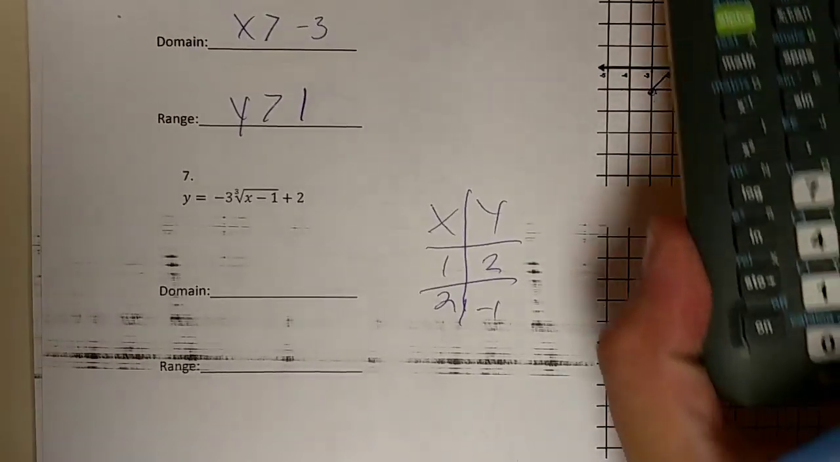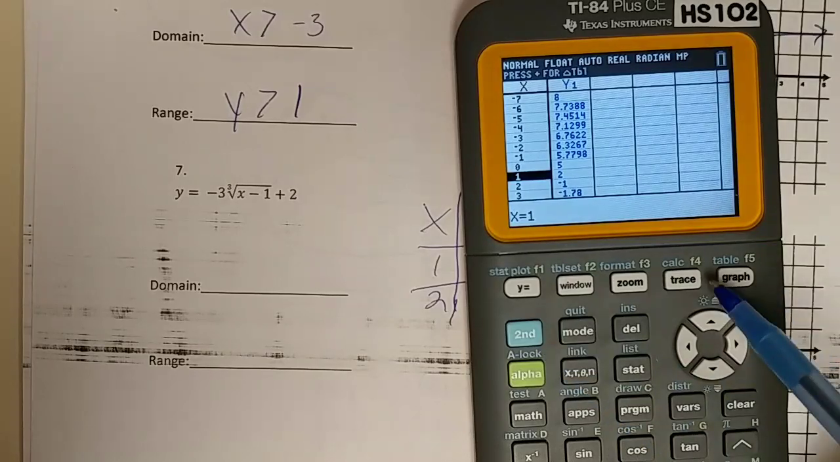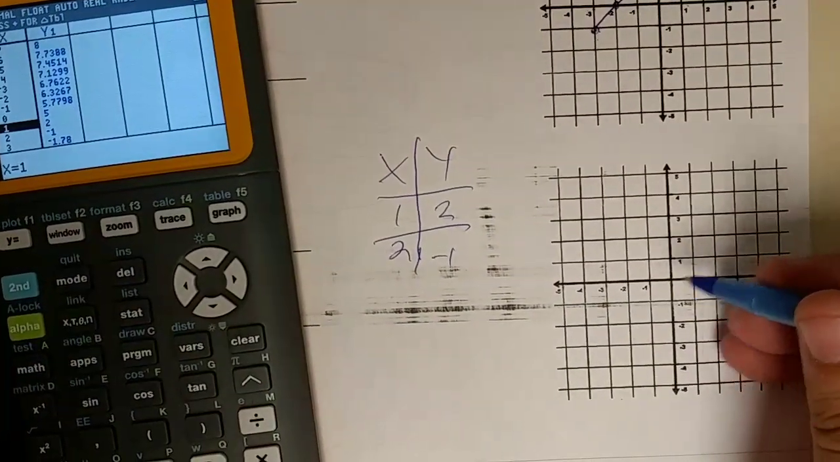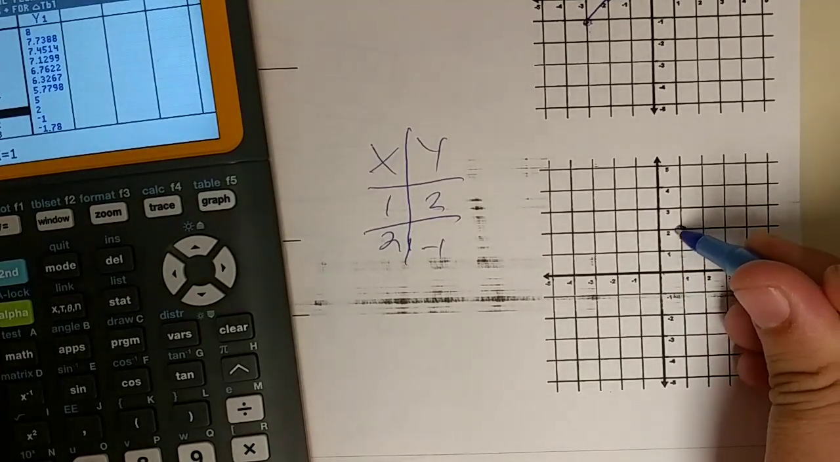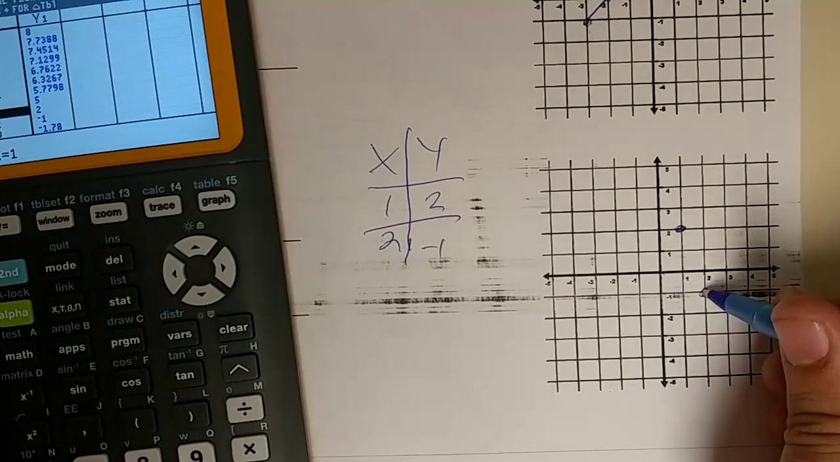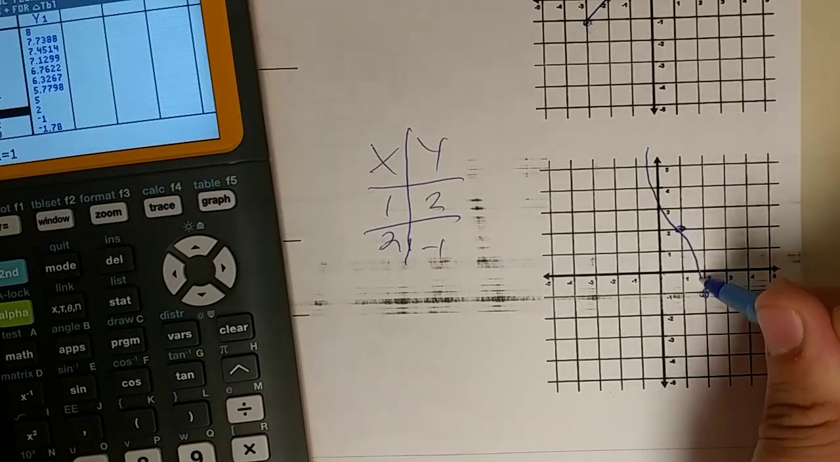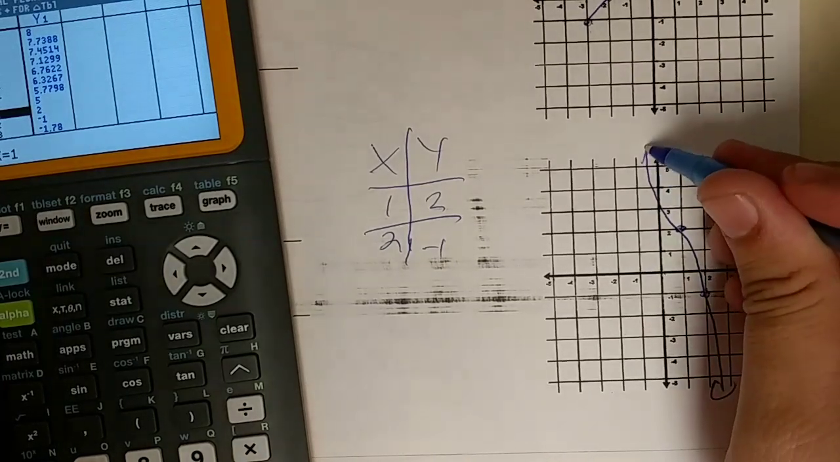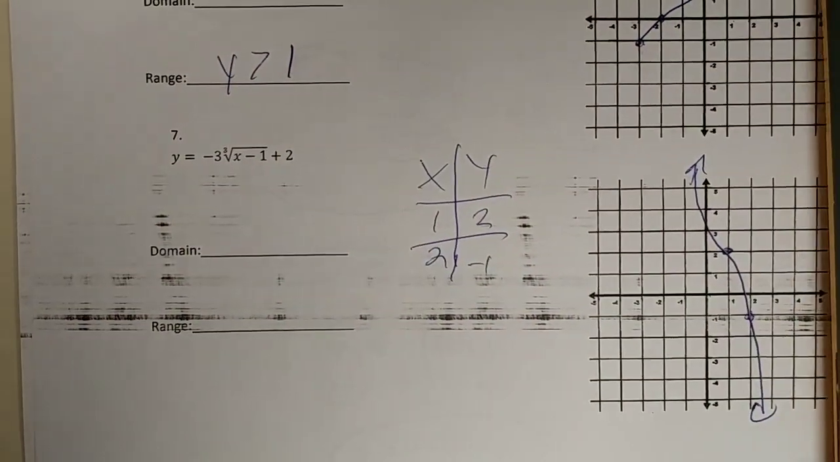So let me graph those 2 points which I got from the table by doing second table after typing everything in. So that's 1, 2, so 1 right, 2 up. And that's 2, -1, so that's 2 right, -1 down. And it should make a curve like this. Kind of like a very weird S that doesn't wrap around. Like the middle part of the S.